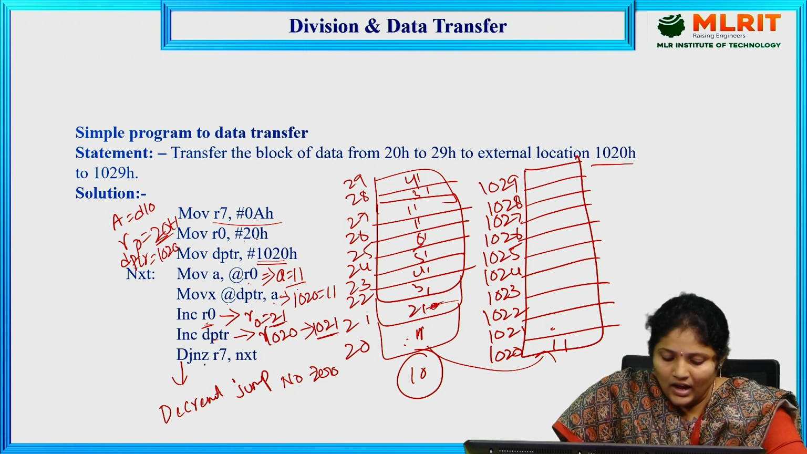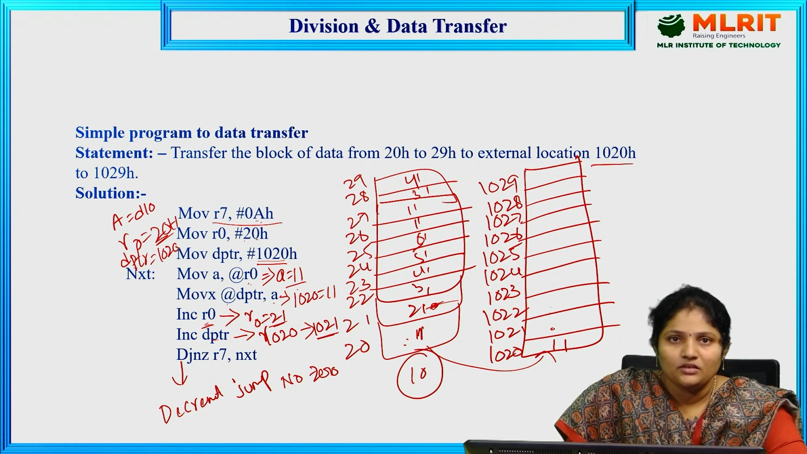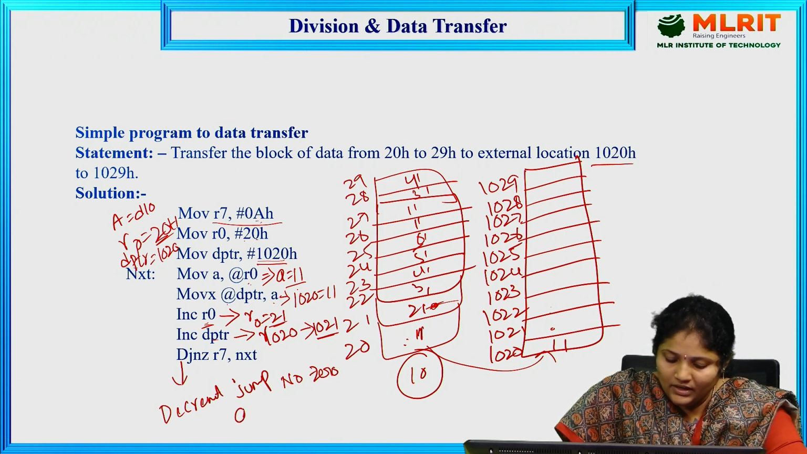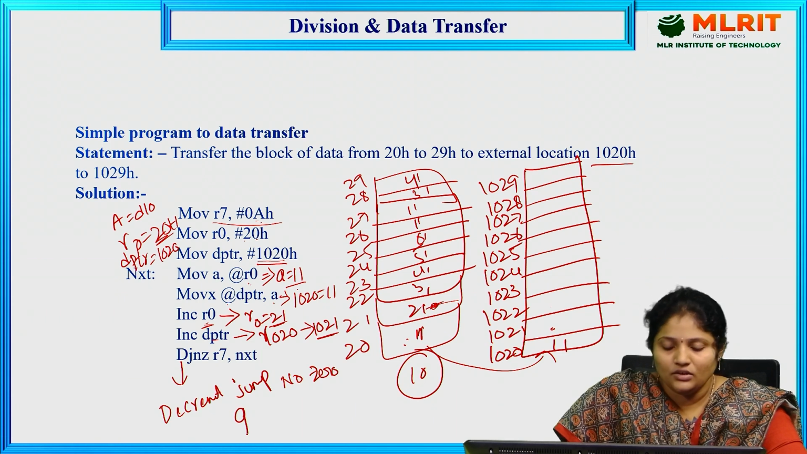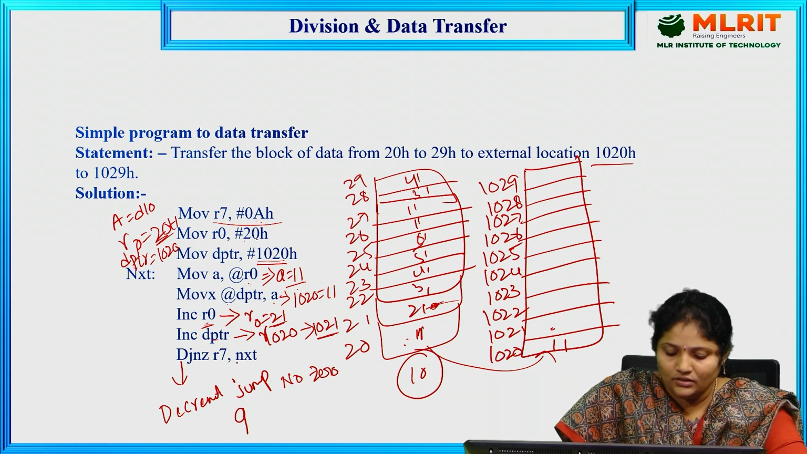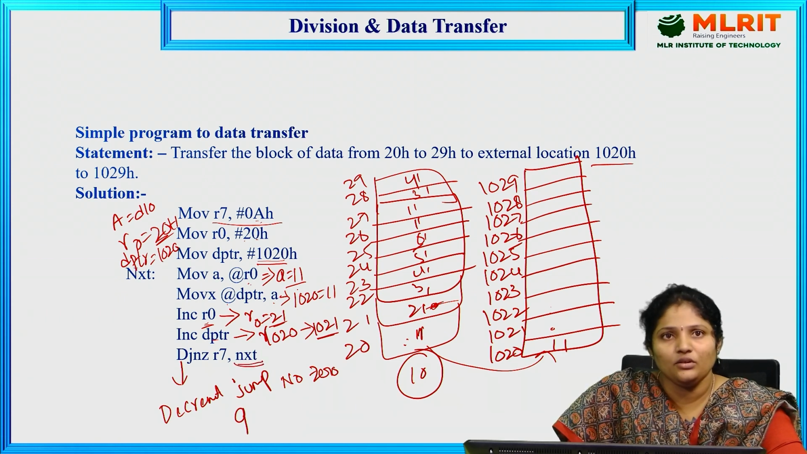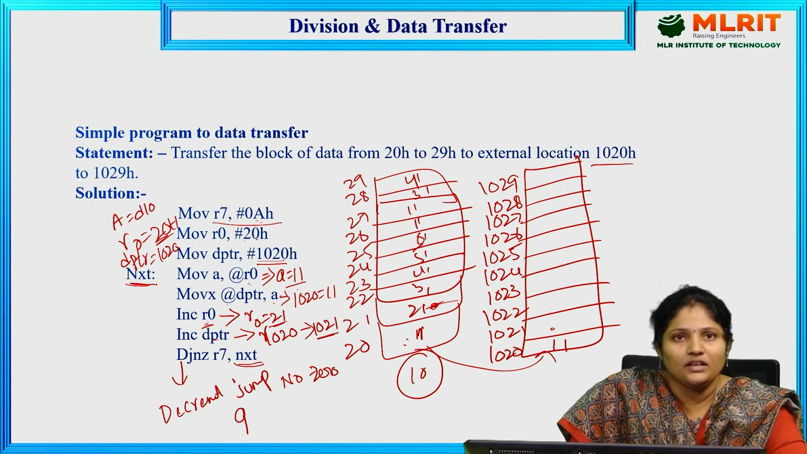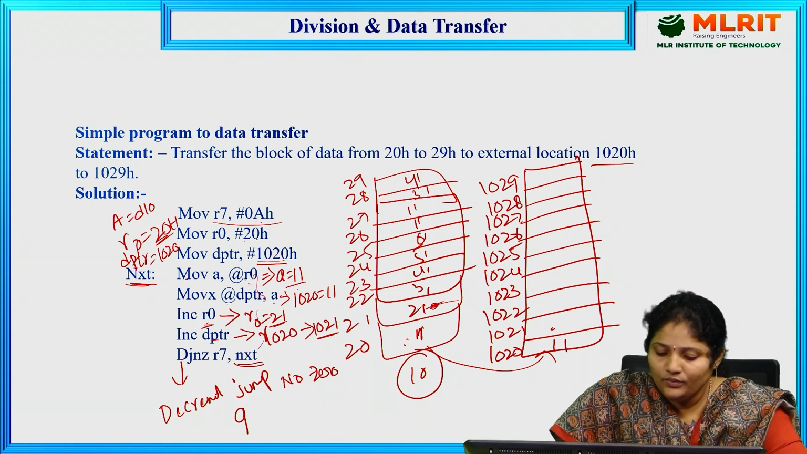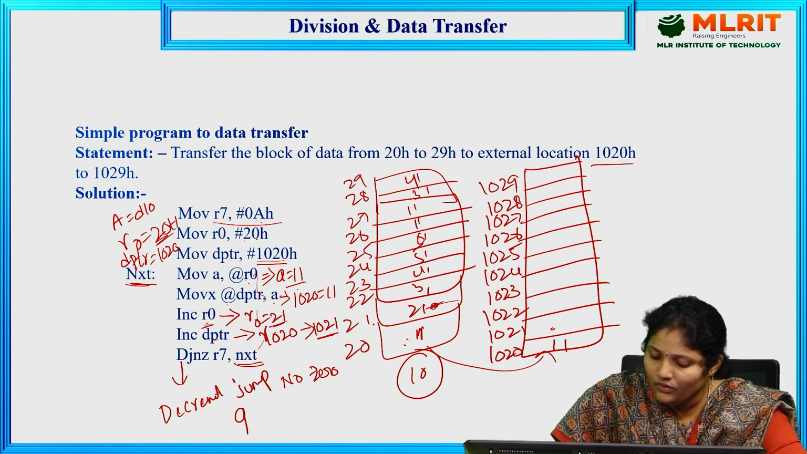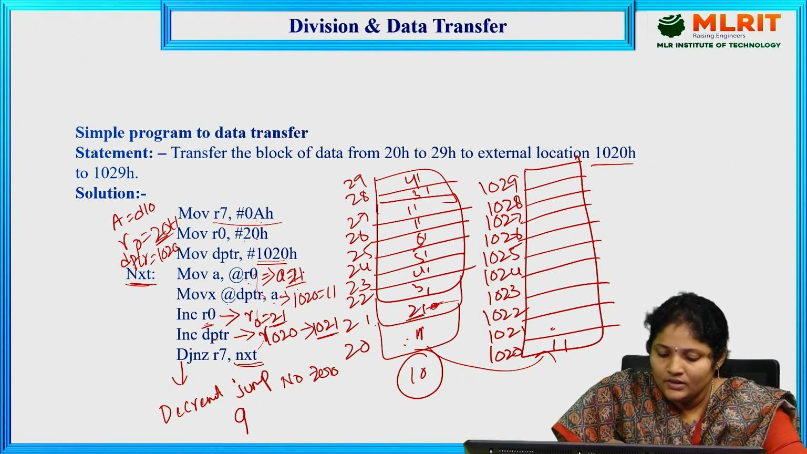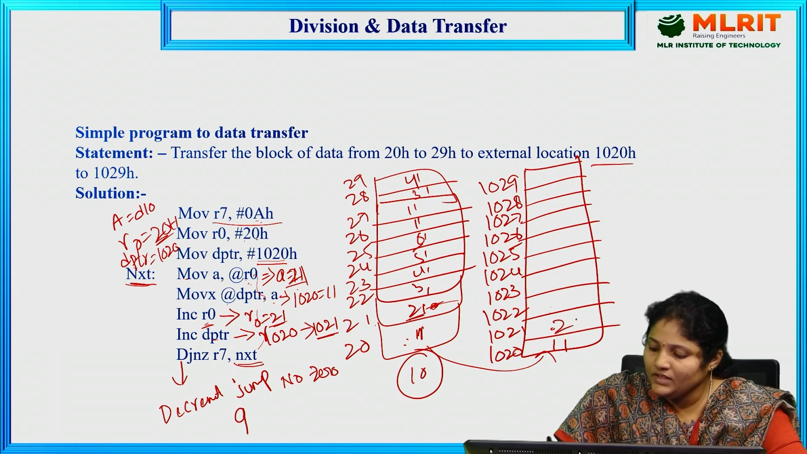Okay. So R7 is having 10. After decrementing, what will it become? 9. So it is not 0, so the loop will be executed. What is the loop that needs to execute? Next. Here we gave the label for the next operation. So again from here the operation will continue. Now the data is loaded from 21. R0 is 21. So what is the value in 21? 21 is moved to this location.